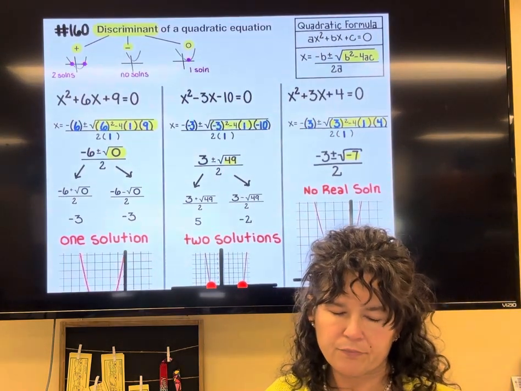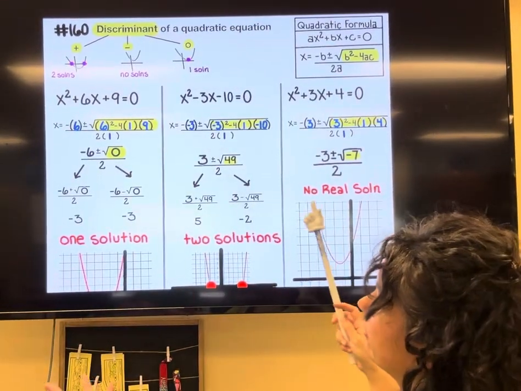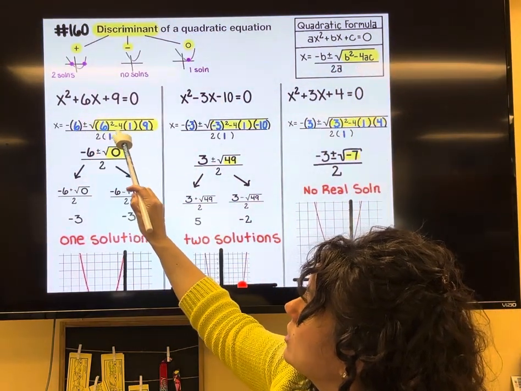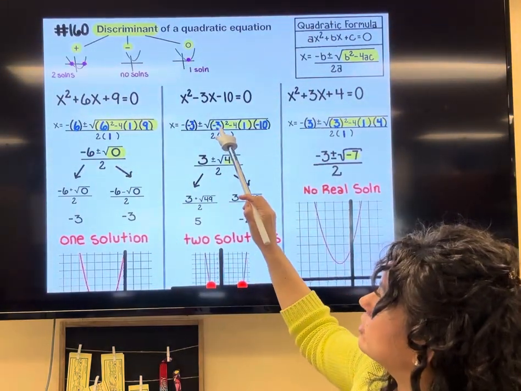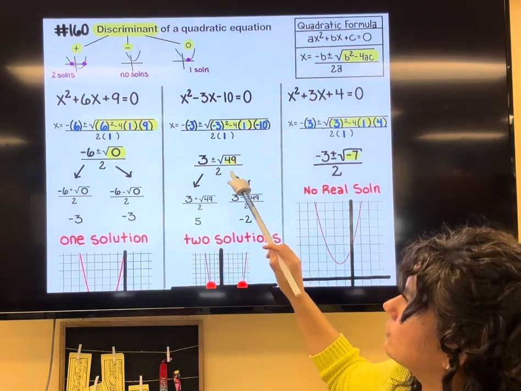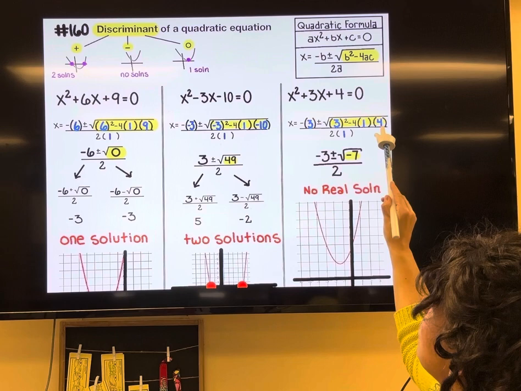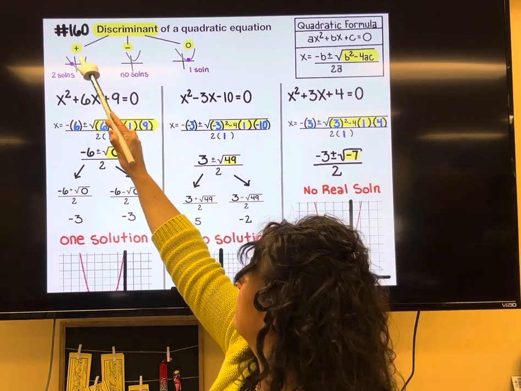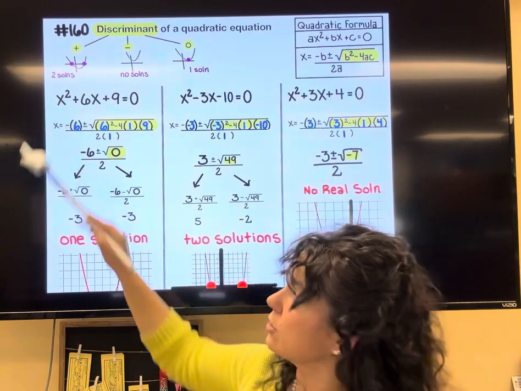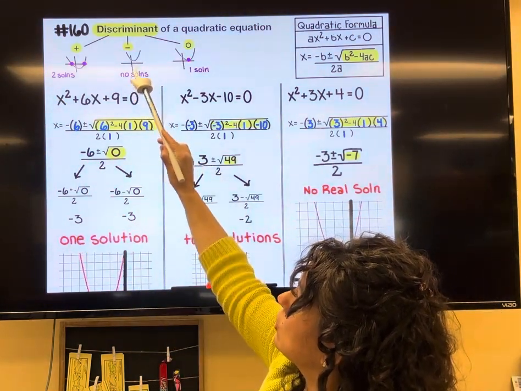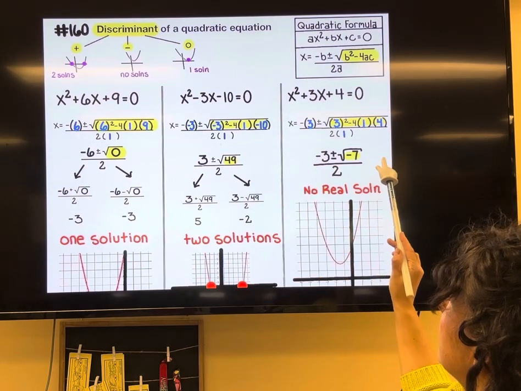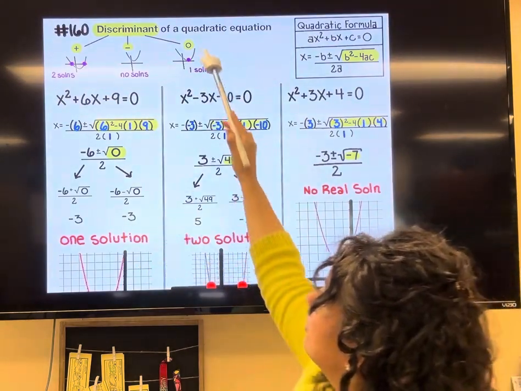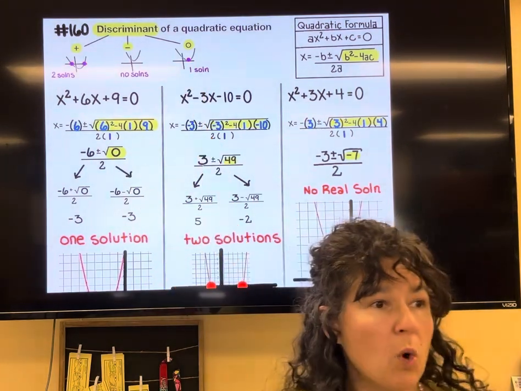So what you want to do for these, you don't need to use the entire quadratic formula. You're only going to find the answer to b squared minus 4ac. In this one, 6 squared minus 4 times 1 times 9 equals 0. In this one, negative 3 squared minus 4 times 1 times negative 10 was 49. And in this one, 3 squared minus 4 times 1 times 4 was negative 7. If the number you get is positive, you're going to say there are two solutions. If the answer to the discriminant is negative, which is what happened in this one, we're going to say no solution. And if the answer to the discriminant equals 0, which is what happened here, you're going to say there's one solution.